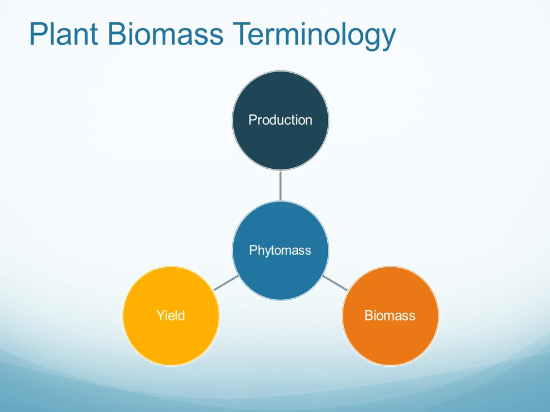Production is a term that is often used interchangeably with biomass, and in this case we're talking about the biomass that was produced through primary production. Usually when we are discussing production, we focus on the amount of above ground material that we see, but it does include production of below ground material as well.